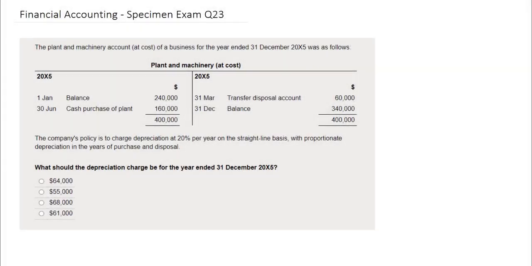In this question, you are being asked to calculate the depreciation charge for the year ended 31st December 20x5. You've been presented with a T account for the plant and machinery at cost ledger. The information contained in this T account will be very useful in helping us to work out the depreciation. Particularly important in this question will be the dates. We have a final sentence that reveals the company's depreciation policy, which is 20% straight line, and that's proportionate depreciation in the years of purchase and disposal.